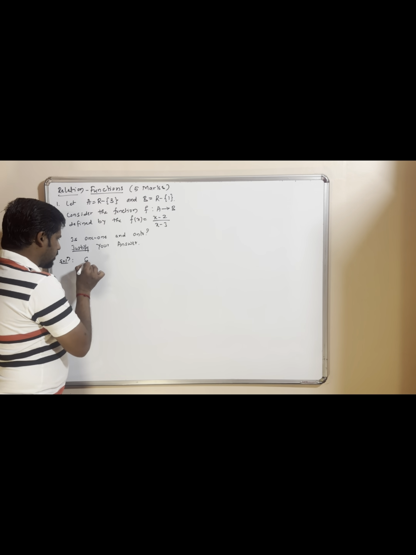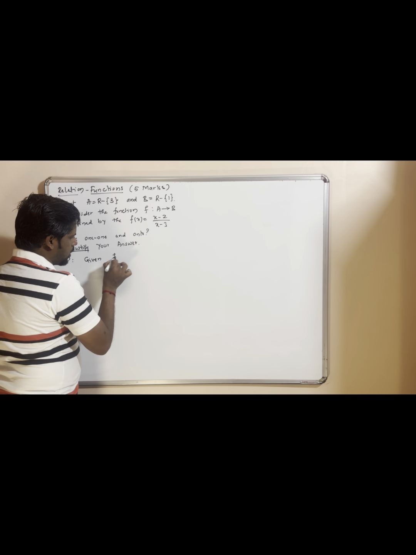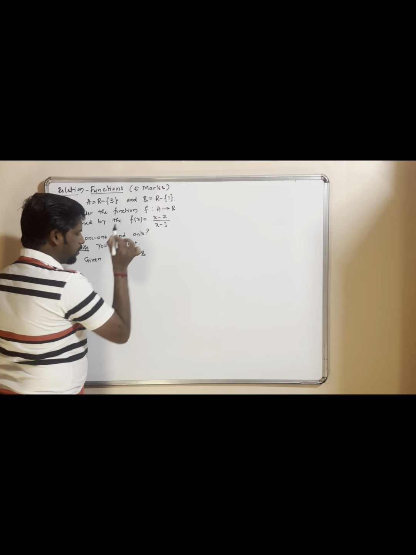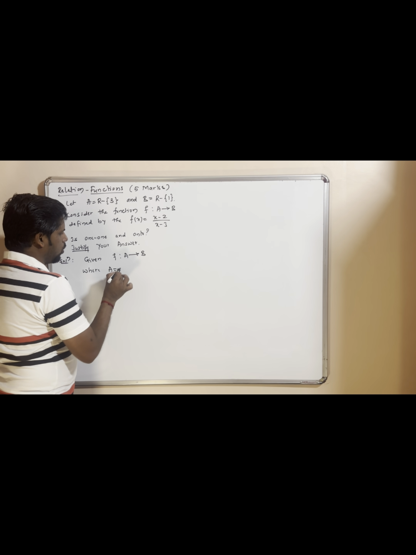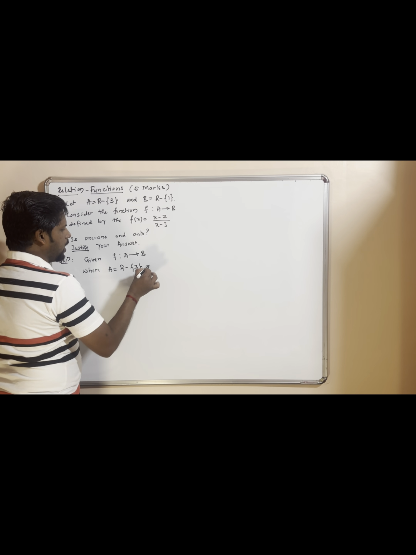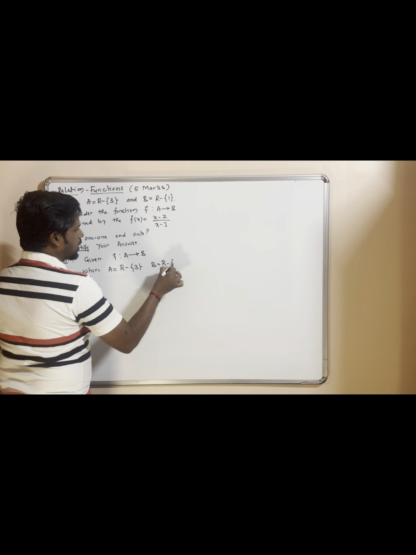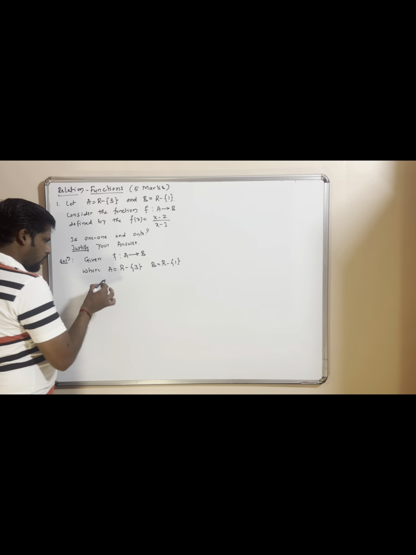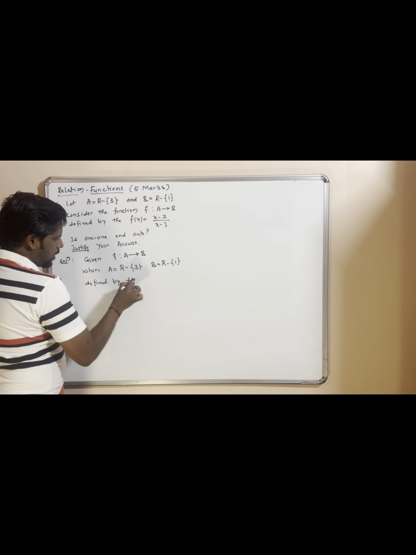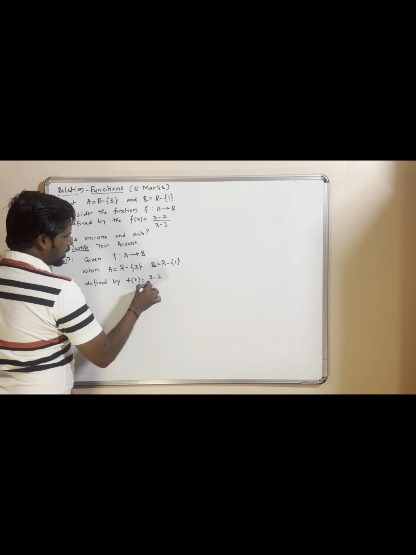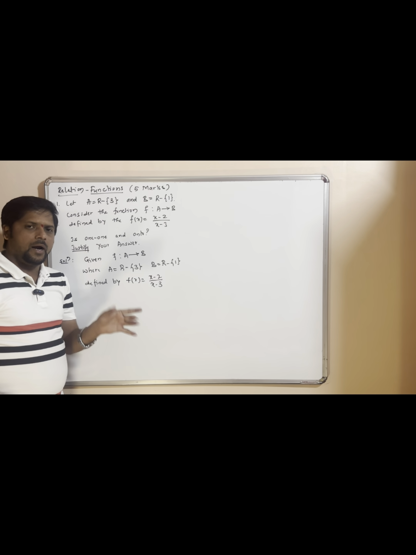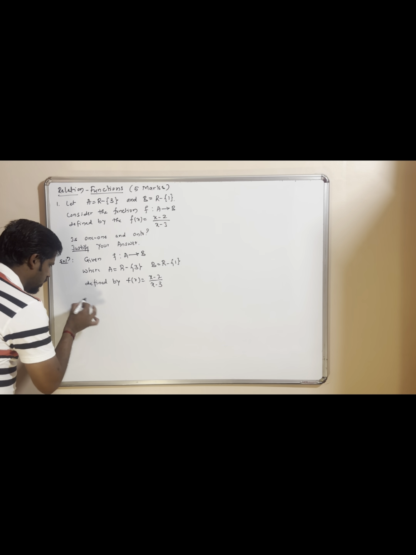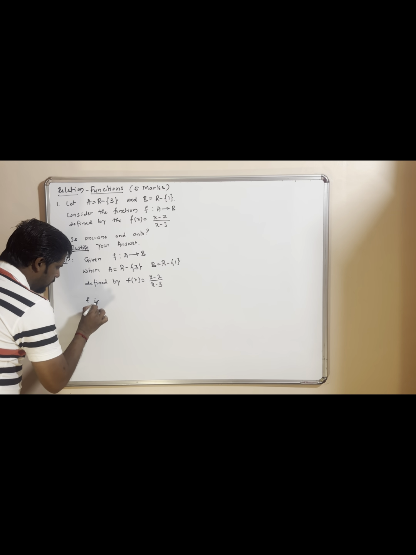Okay, here given is a function f from A to B, where A is equal to R minus singleton 3 and B is equal to R minus singleton 1. And also the function is defined by f of x is equal to (x minus 2) divided by (x minus 3). To show f is 1-1 and f is onto, we have to follow the definition. That is, f is 1-1.